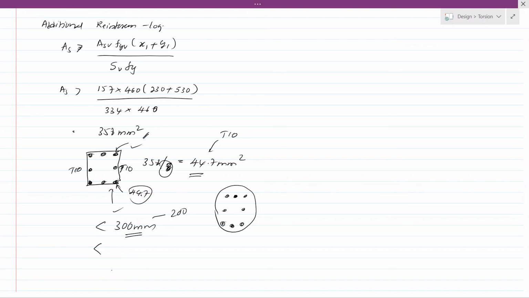Now I think it's clear to you, the method of calculating the torsion reinforcement. In this example, we calculated the torsion reinforcement requirement, that is the minimum requirement, and the area where we need to provide the torsion reinforcement also we discussed, and the method of calculating the longitudinal reinforcement for torsion also we calculated.